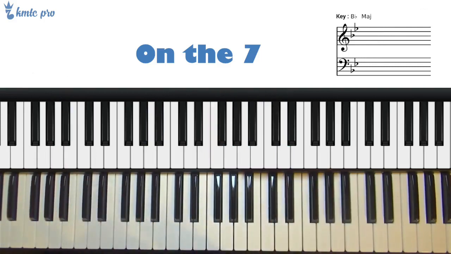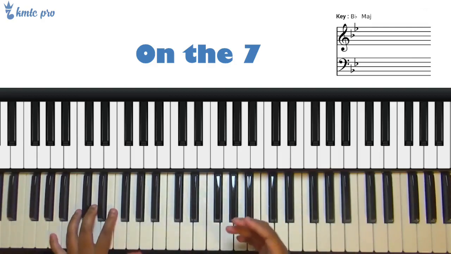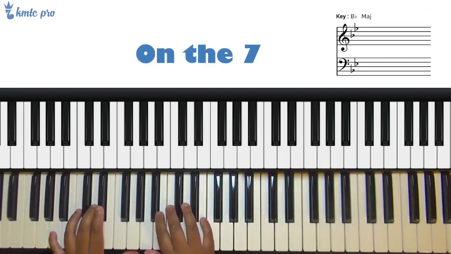Now in gospel music, the 7 can be used as more of a landing tone, but it can also be used as a passing tone. And when it's a passing tone, in gospel, we typically play this as what's called a half diminished chord or a minor 7 flat 5. All right, so how do we play a minor 7 flat 5 or a half diminished?